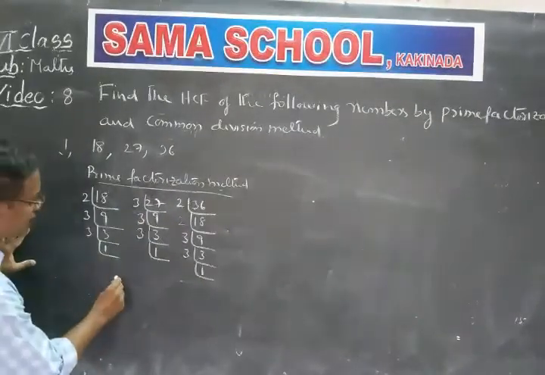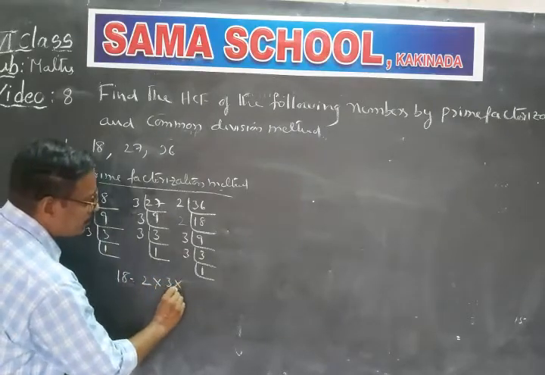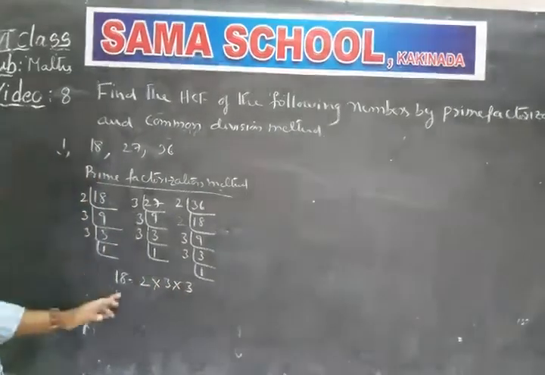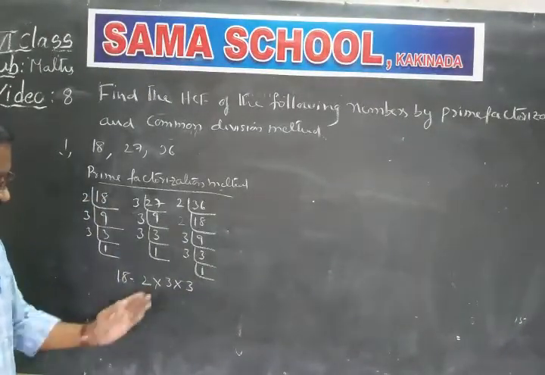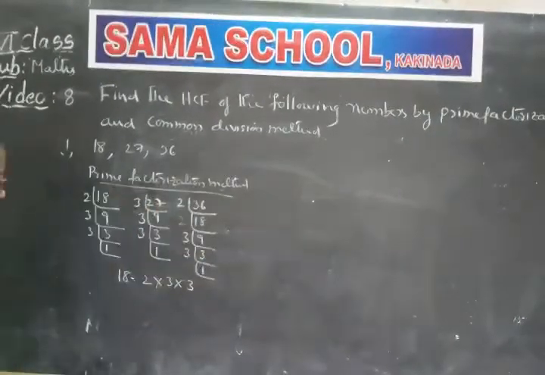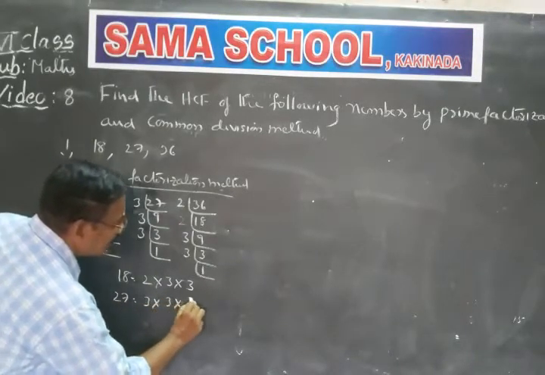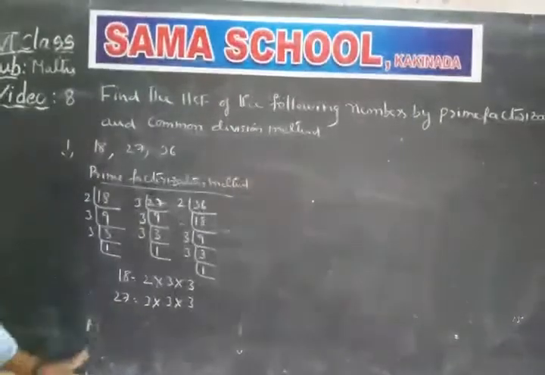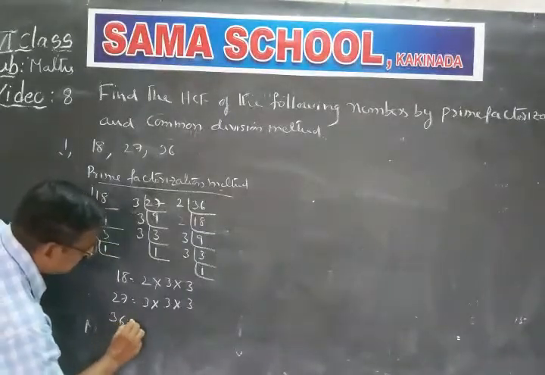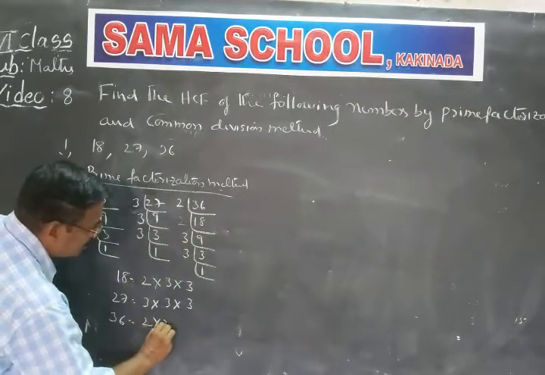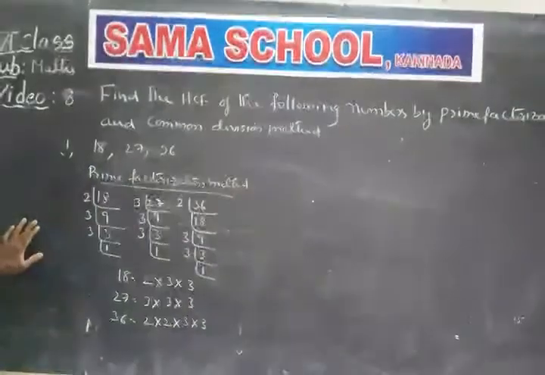Now 18 is equal to 2 into 3 into 3. We can write it as a product of prime numbers. 27 is equal to 3 into 3 into 3, which is also a product of prime numbers. Now 36 is equal to 2 into 2 into 3 into 3, also a product of prime numbers.